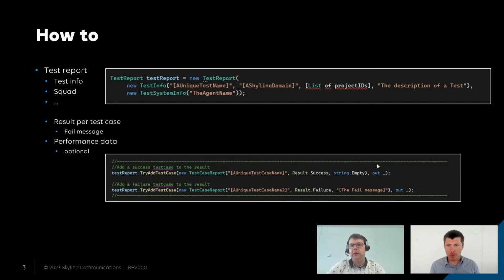So how do we do that? First, in your automation script, we create a test report. In this test report, there is all the information about your test, which domain in Skyline is responsible for it, also which project it is linked to, and also a small description of what it's actually validating.